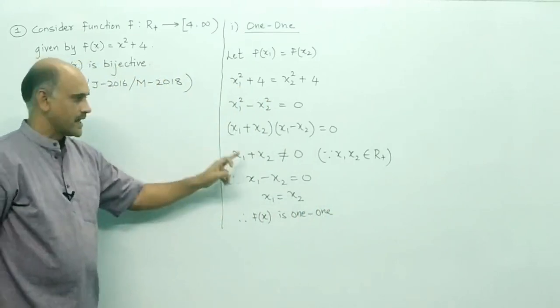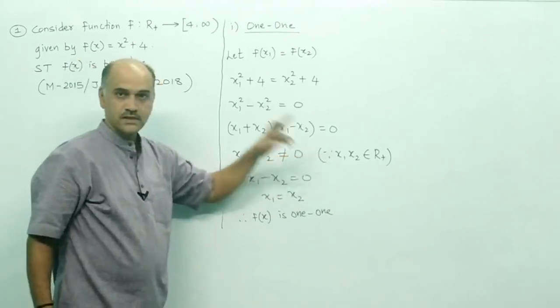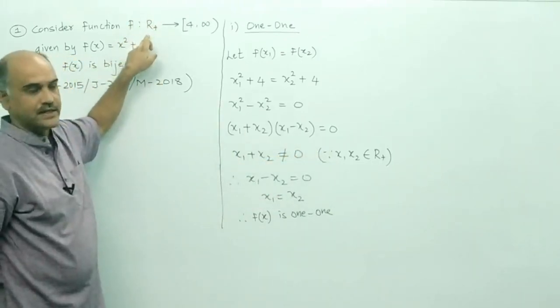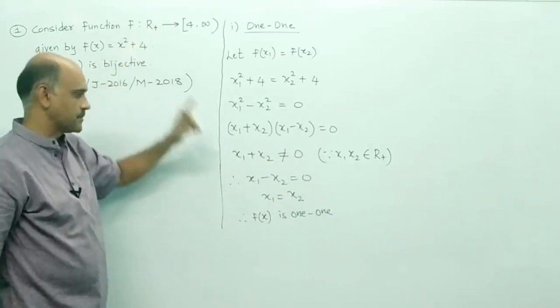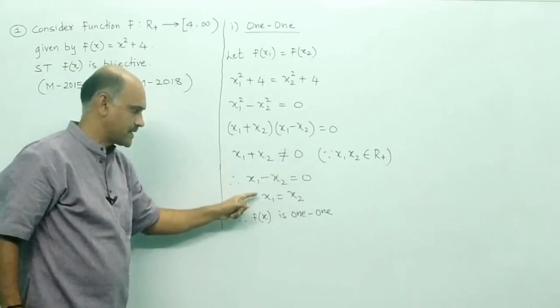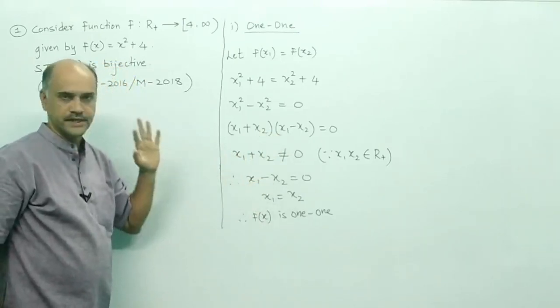Clear, students? x1 plus x2 will not be equal to 0 because both x1 and x2 belong to the set R plus, that is positive real numbers. So this is not 0, which means compulsorily x1 minus x2 will be equal to 0. You will have x1 equal to x2.